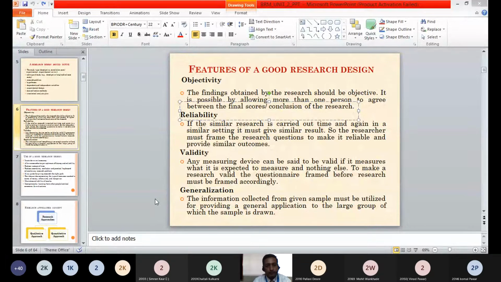Yes, sir. If there is a weighing machine, my actual weight is 66 kilograms, but if I stand on that weighing machine, it shows 10 kilograms. It is reliable, because it shows the same result after repeated measurement. If I stand on it 10 times, it shows the same result, 10 kilograms. But is it correct? No, sir.